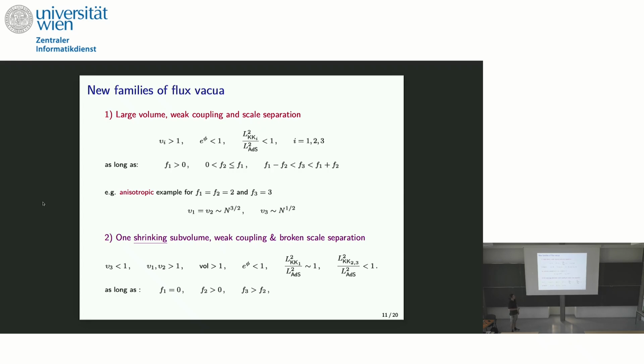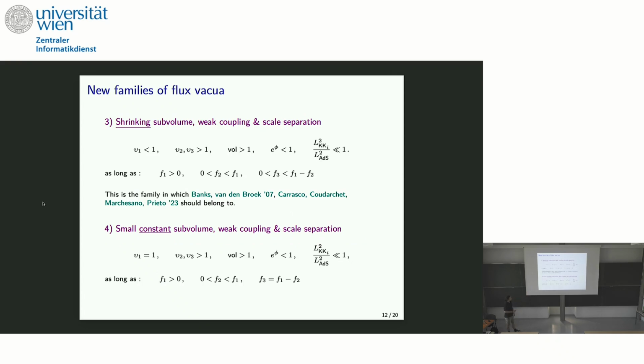Now we require the scale separation to be broken. So we want this ratio to be equal to 1, let's say. If we impose this, the detailed balance conditions tell us that one of your subvolumes has to be shrinking. So at some point for large values of n, this subvolume will reach the string scale. Okay, so you're out. This solution is not classical for large values of n, and you have to satisfy these inequalities in order to be in this family.